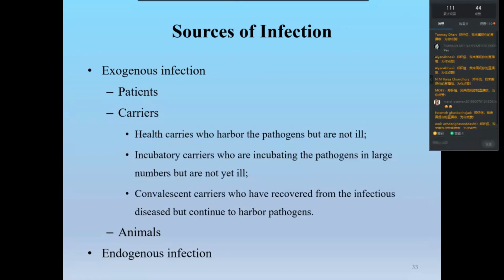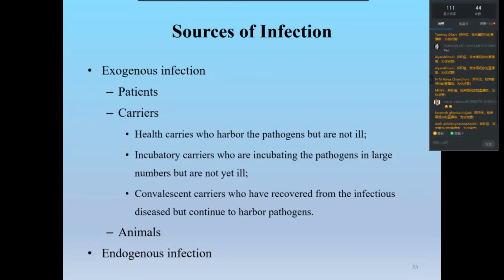So they are carriers, or might be from animals. Like we talk about the Black Death, the plague, which is an infection of Yersinia. And usually there is a reservoir in the environment. Some animals carry the bacteria of Yersinia, and the Yersinia can somehow spread from the animal field to human and cause Black Death. Okay, so this is the exogenous infection.